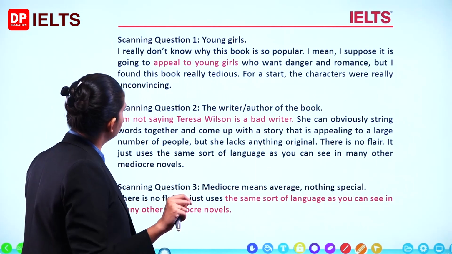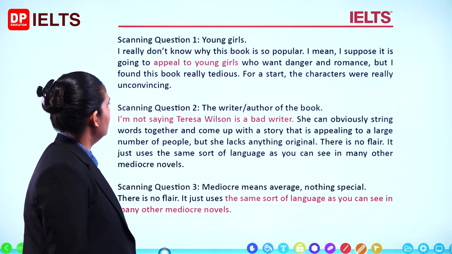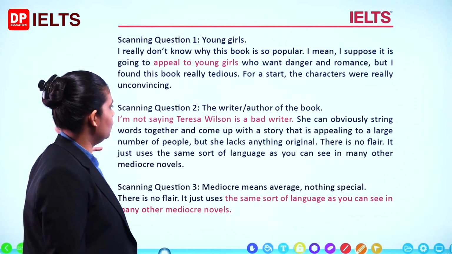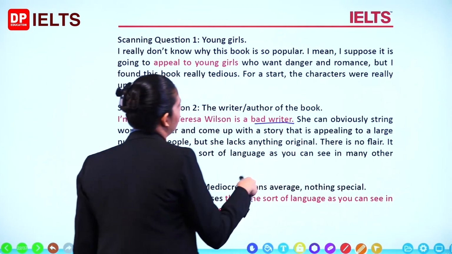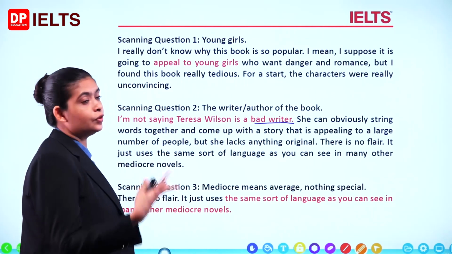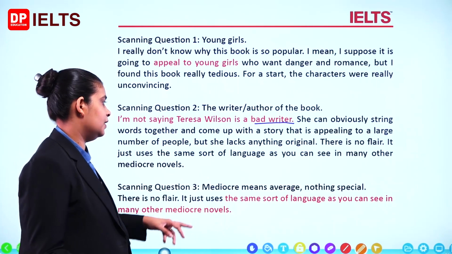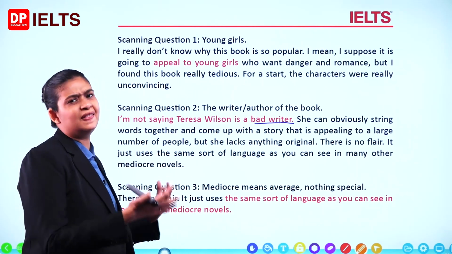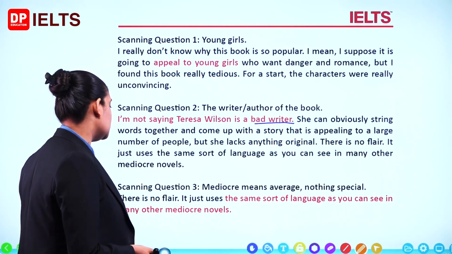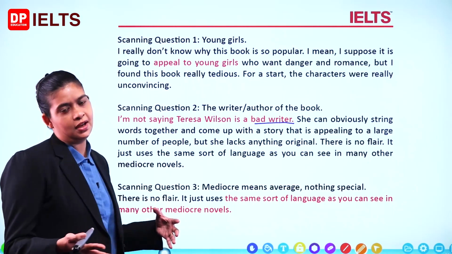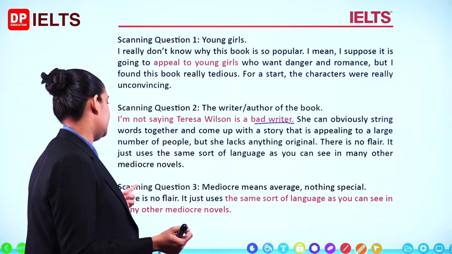So young girls, it appeals to them, right? And then it doesn't say really who Teresa is, but it says Teresa Wilson is not a bad writer. So Teresa Wilson is a writer, or you can say author of the book. So what is this word? Okay, it means average, nothing special. It's just like all the other books. It uses the same sort of language as you see in many other novels. So it means nothing different, nothing special. There you go.